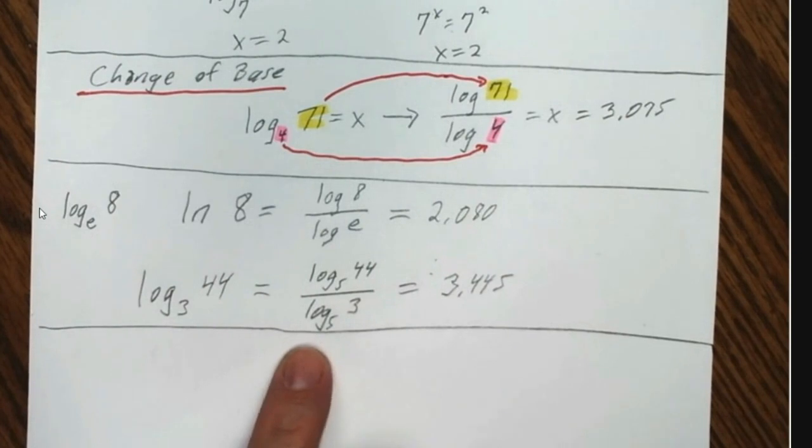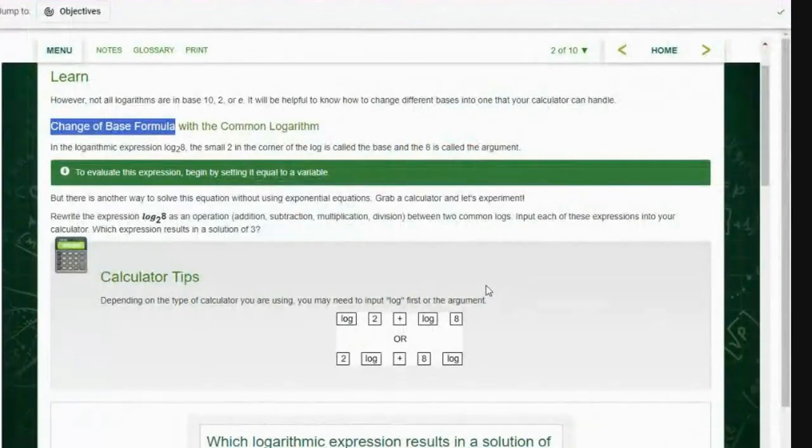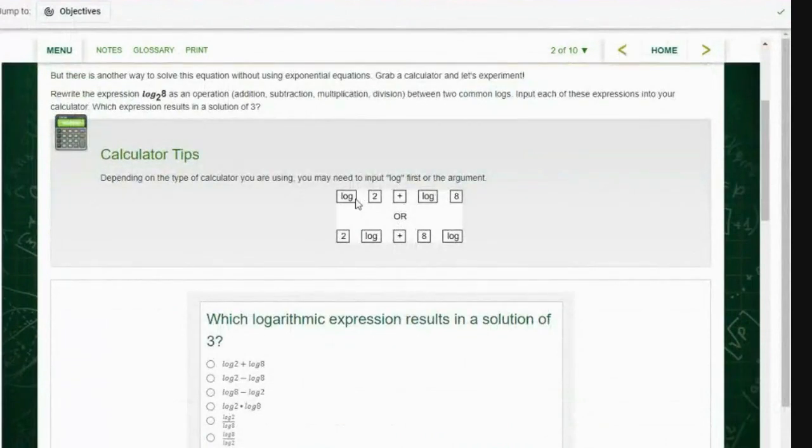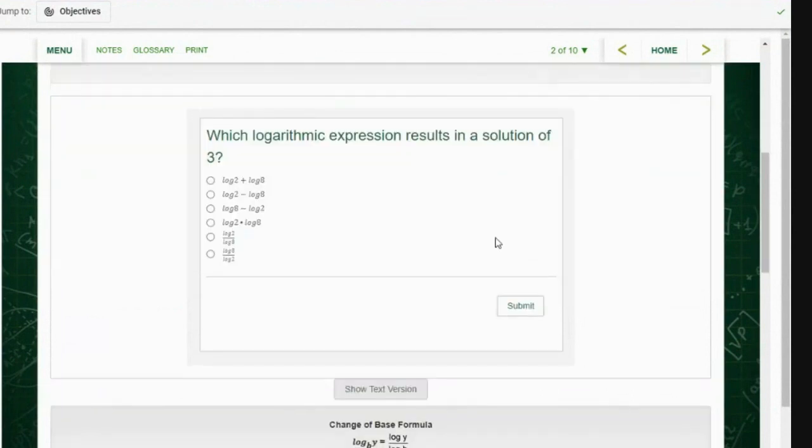All right. What else are we going to look at? Let's see what they're doing. Oh, this talks about the calculator where you may have to hit the log button first, or you may have to hit the argument first. So we looked at our calculator, see that. Let's see. Which logarithmic expression results in a solution of 3?